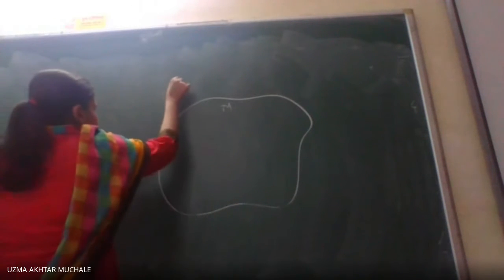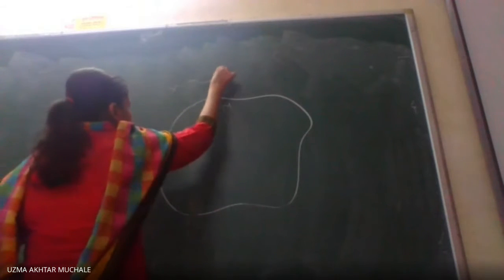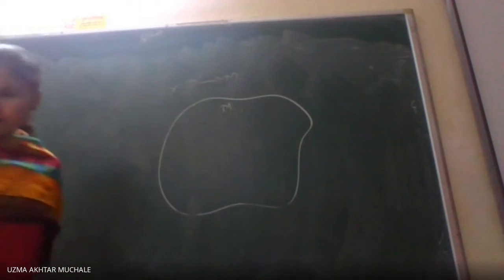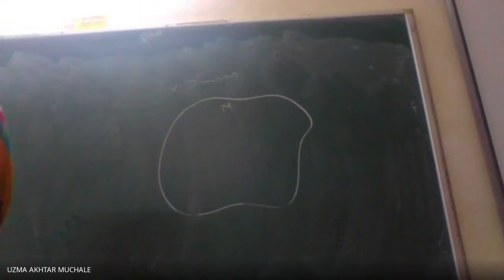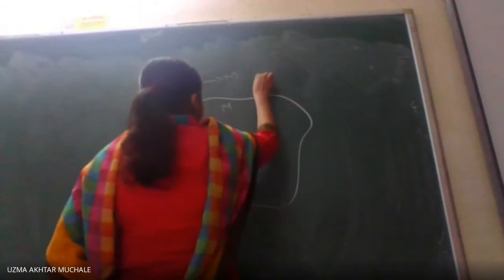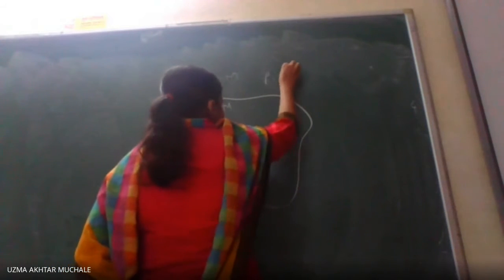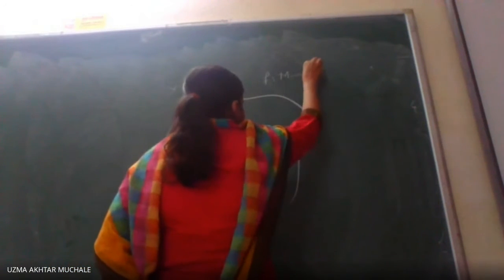F be the real valued function. Let X be a mapping from D to M. And F be a real valued function. So F be a real valued function which is defined on the surface M.